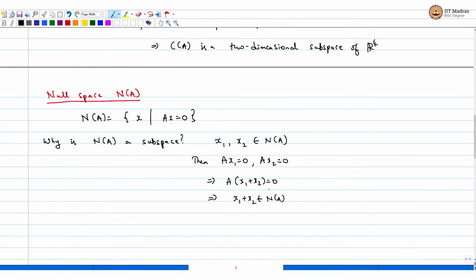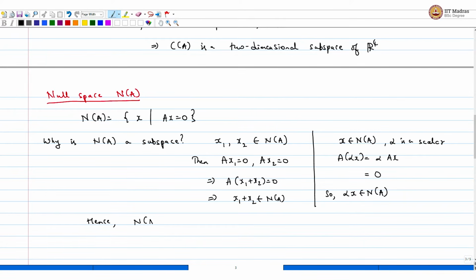Now that's the first thing. The second thing is, suppose you have a vector here, then what is A of alpha x? Alpha is a scalar. It is alpha times Ax, which equals 0. So alpha x also belongs. Hence N of A is a subspace.